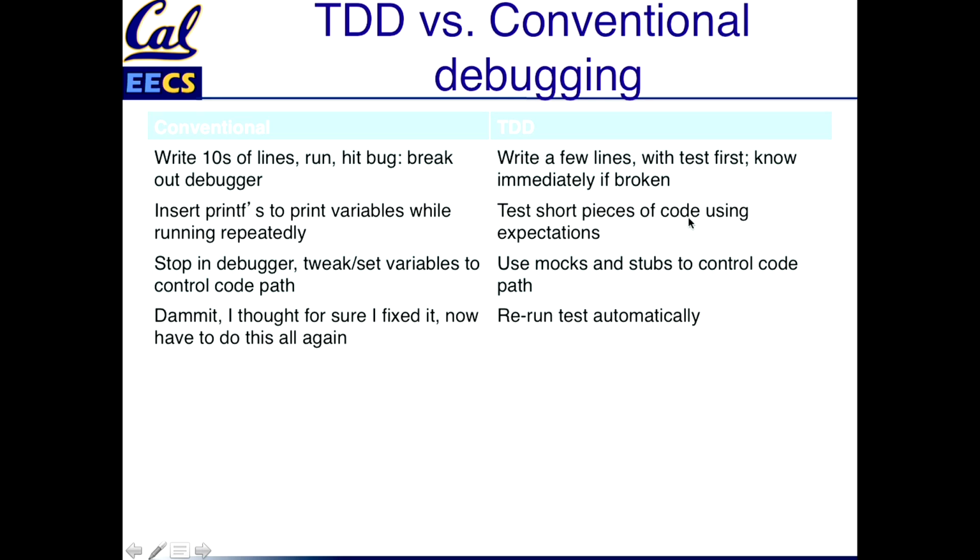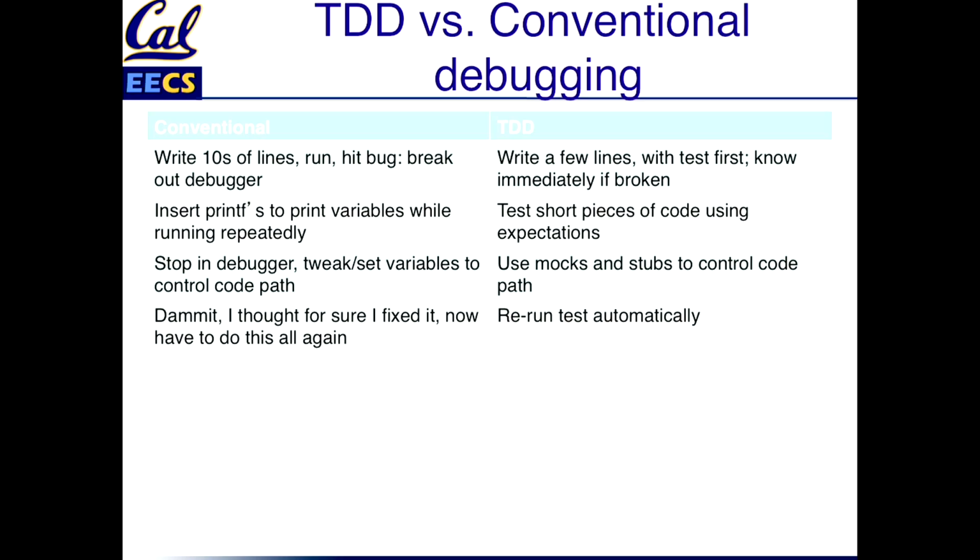Well, figure it out now instead of later when your brain is someplace else. And instead of having to put printfs everywhere, just mock or stub the things you want and use an expectation to say, at this point, this value or this variable ought to have this value. Use something like should equal, or use should receive if you're talking about a method being called.